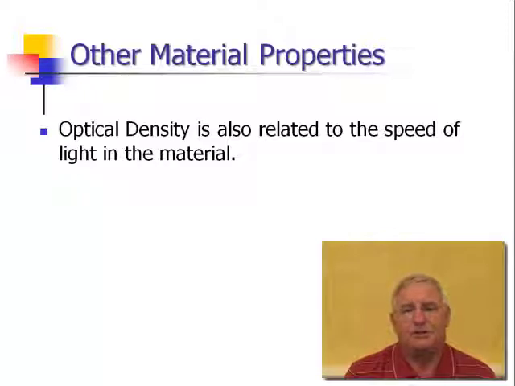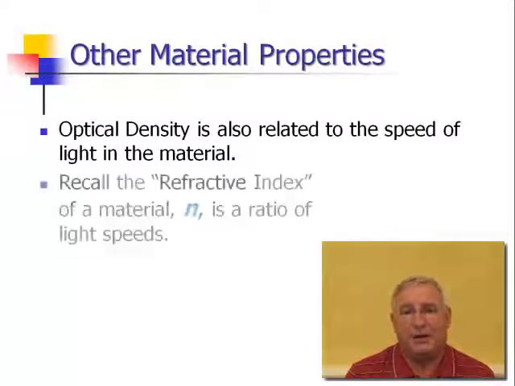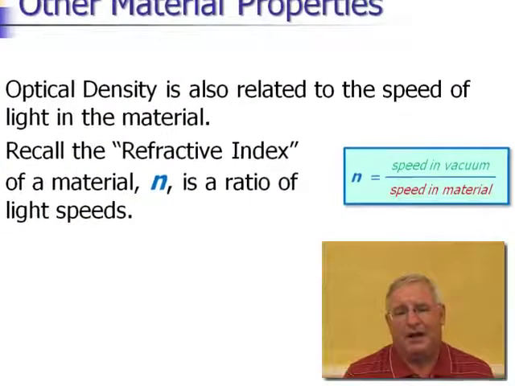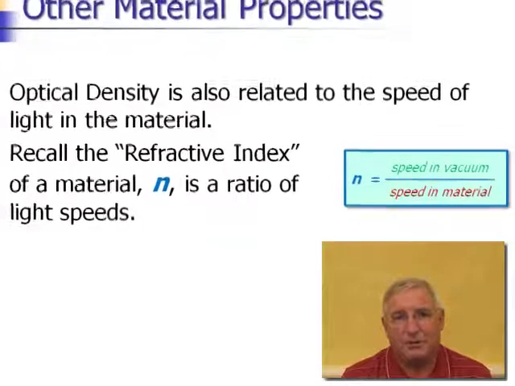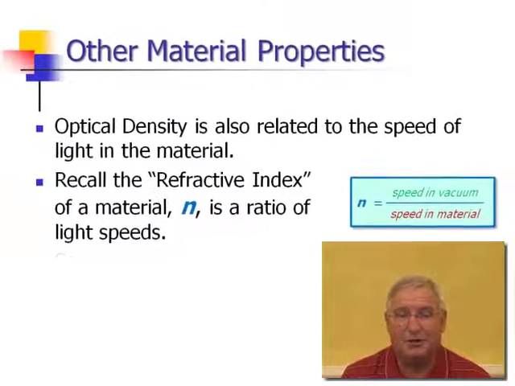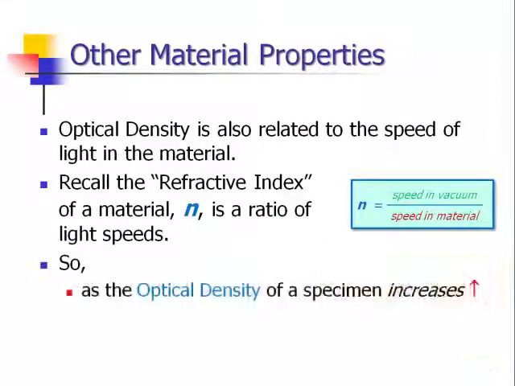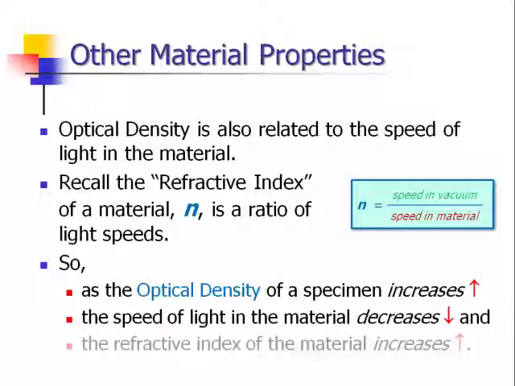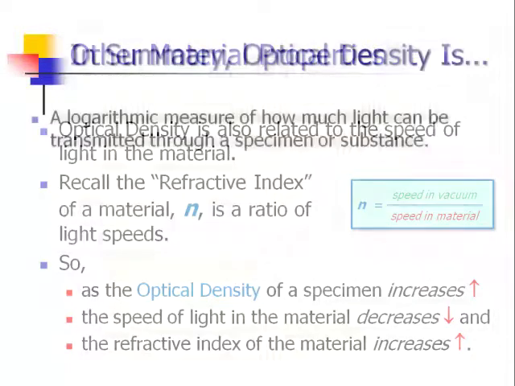Optical density is also related to the speed of light in a material. Recall that refractive index of a material N is the ratio of the speed of light in a vacuum to the speed of light in a material. As the optical density of a material increases, the speed of light in the material is going to decrease, and the refractive index of the material is going to increase. So optical density is directly proportional to refractive index.